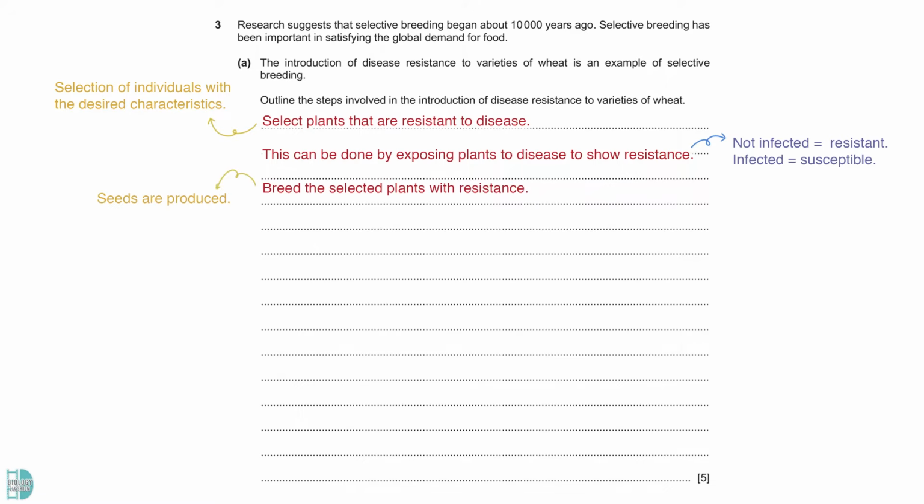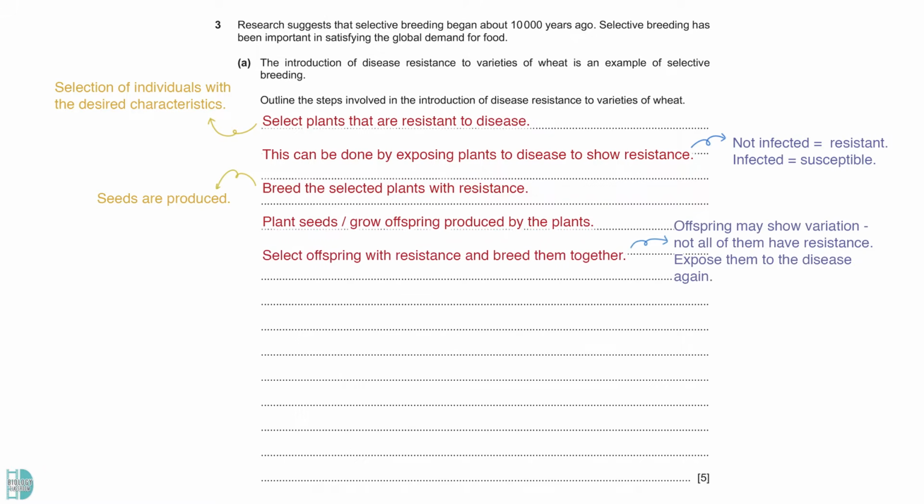Then, breed the selected plants with resistance. Seeds will form following the pollination. We can now plant the seeds that have been produced. The offspring may show variation. Not all of them have resistance. We will expose them to the disease again and select resistant offspring.